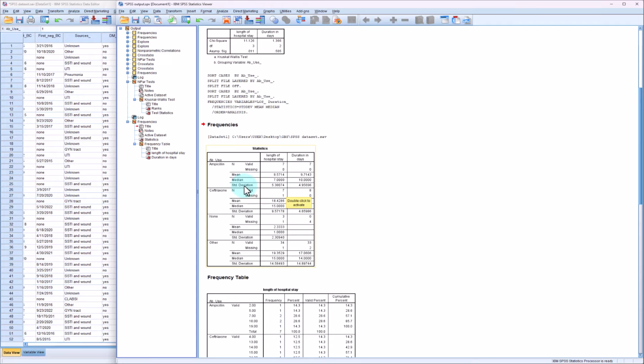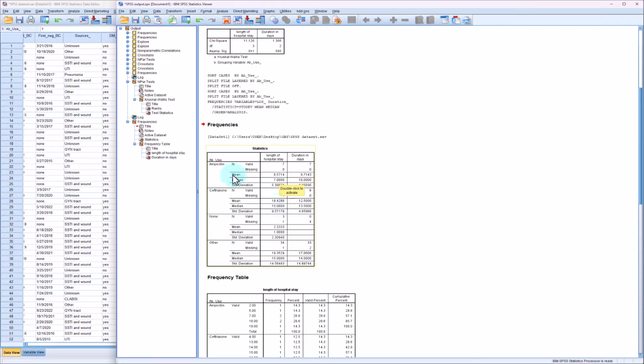Here we can see the length of hospital stay. If we consider the median values, the median value was highest among those who received ceftriaxone and other antibiotics. The lowest was among those who received none, which means these patients were discharged without any antibiotic therapy. But for those who received antibiotics, the median length of hospital stay was the lowest for ampicillin. For ceftriaxone, it is more than double.